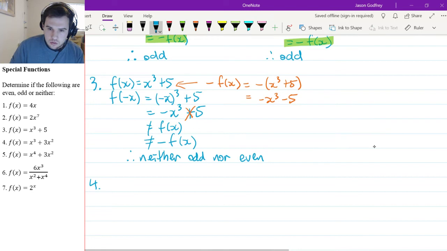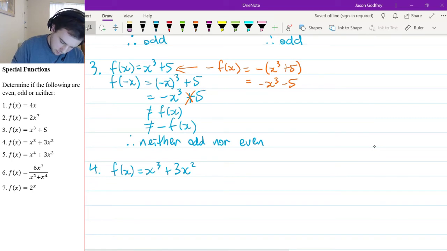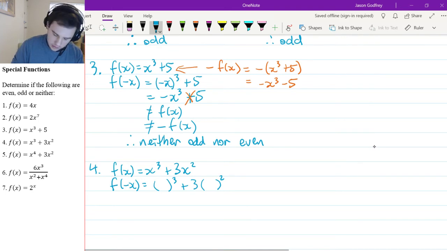All right, x cubed plus 3x squared. So let's input negative x. Everywhere we see x, so we've got x cubed plus 3 times x squared in this equation, we're going to replace it with negative x. Negative x all cubed is negative x cubed. Plus now negative x squared is going to be positive x squared.